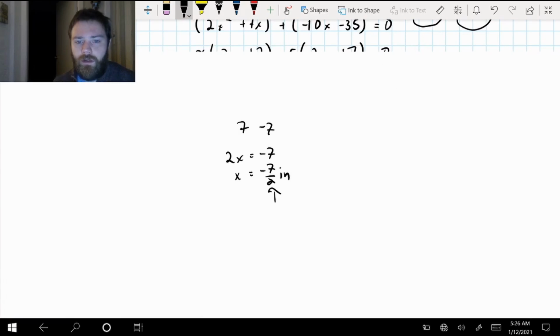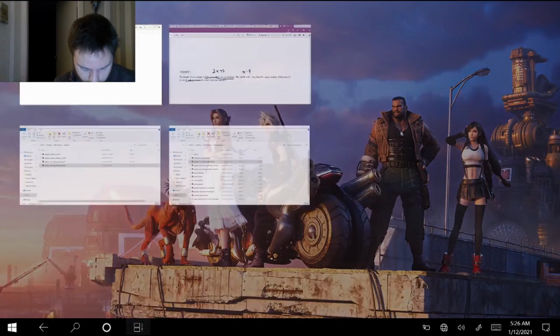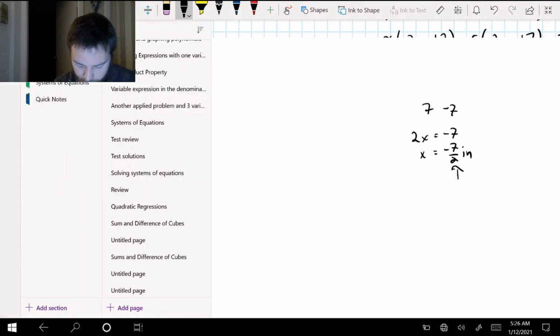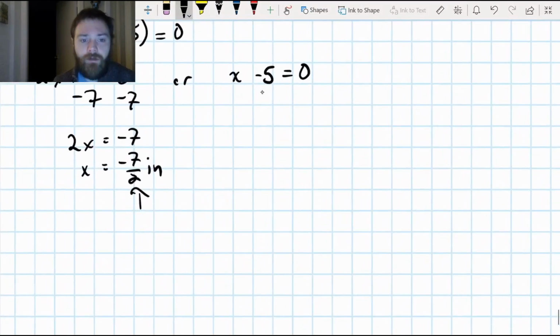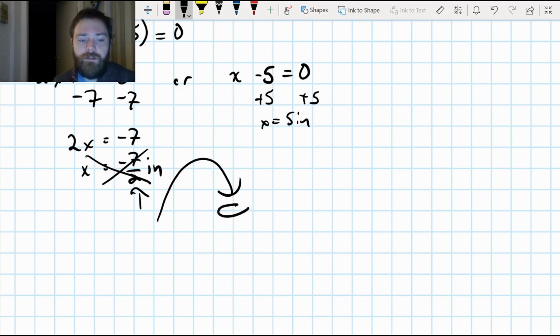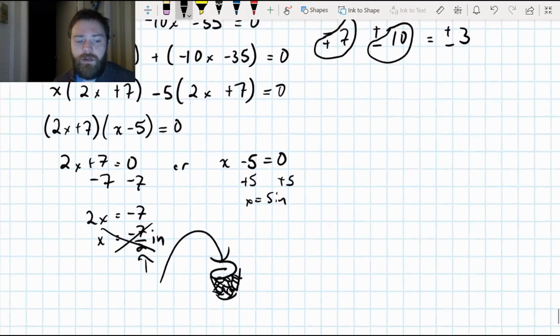I think my screen got a little confused there. Over here, I can add 5 to both sides of this equation, and I get x equals 5 inches, and that makes sense. So negative 7 over 2, we call that extraneous. In your terms, we're going to yeet it into the garbage. It doesn't make any sense in our problem, so we're just going to ignore it, okay?